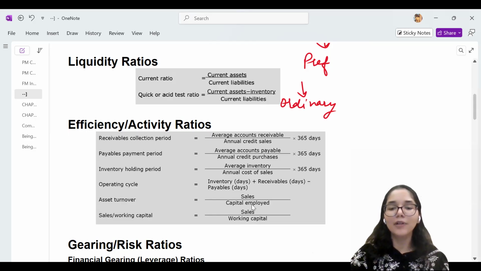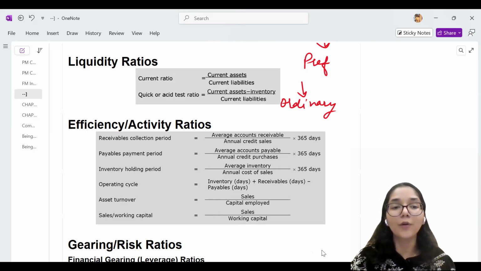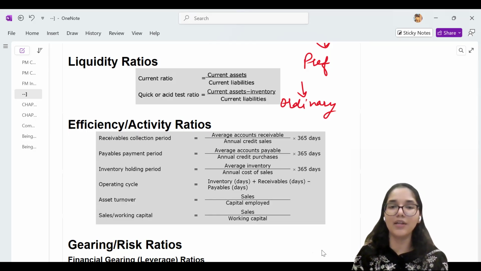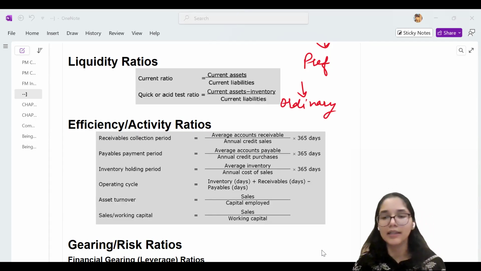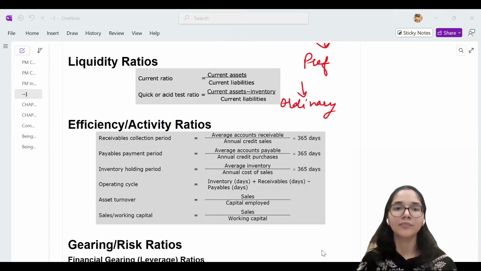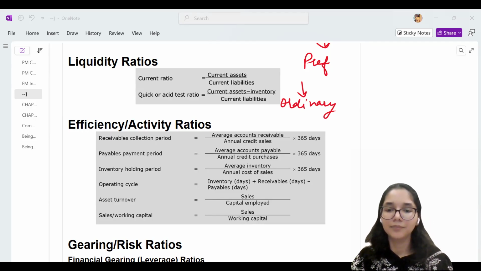But can somebody quickly let me know the meaning of liquidity? What does the word liquidity mean? You're all students of commerce, finance, accounting. What does liquidity mean? What's the meaning of liquidity?